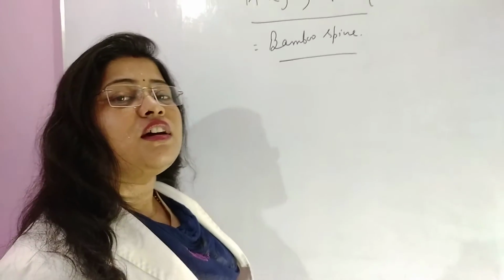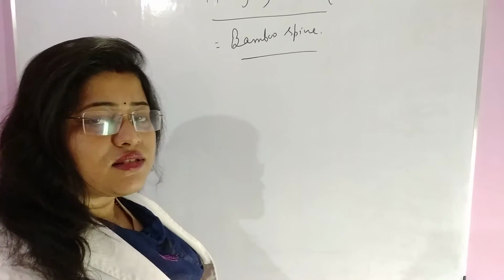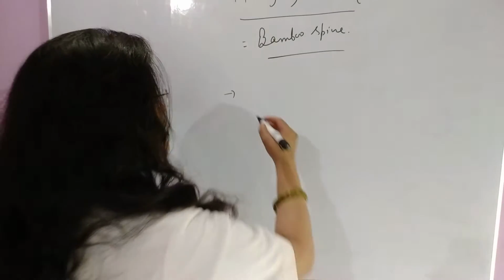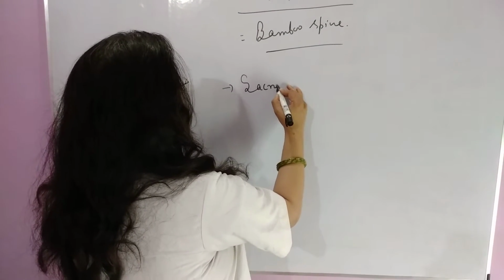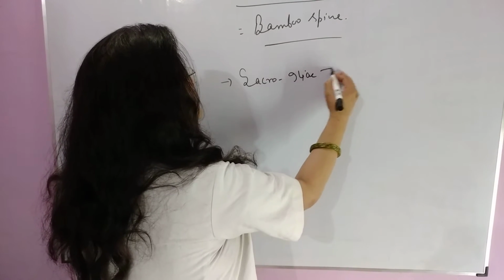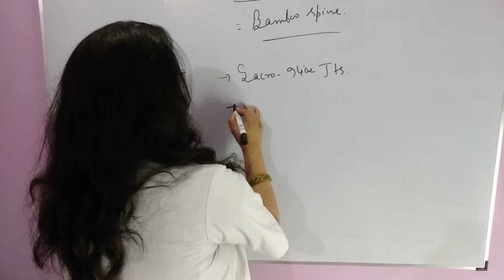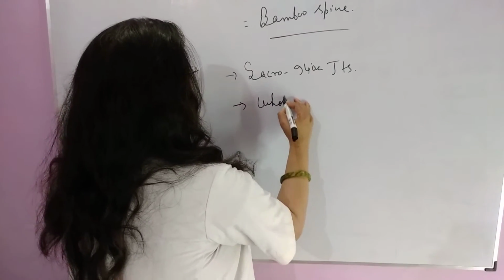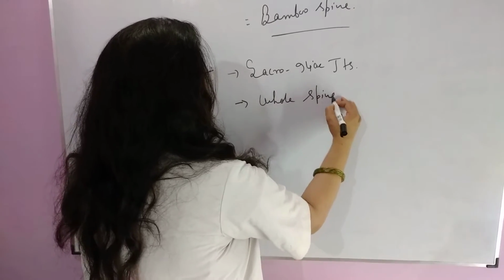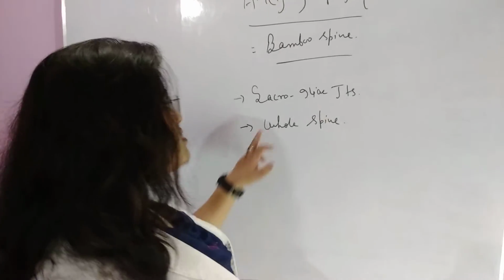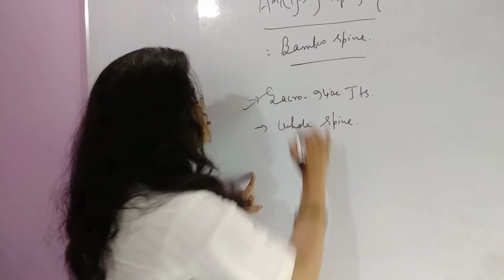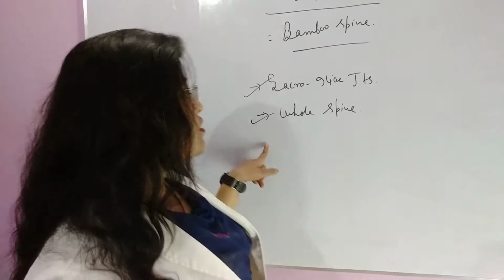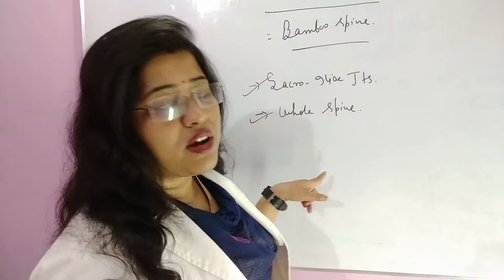It is a chronic inflammatory arthritis which affects two joints mainly: sacroiliac joints, and sometimes the whole spine. So the primary site of affection is the sacroiliac joints, and later on it progresses and affects the whole spine.